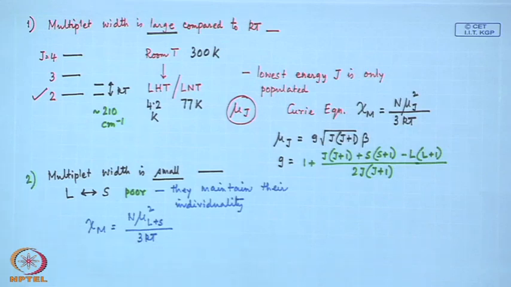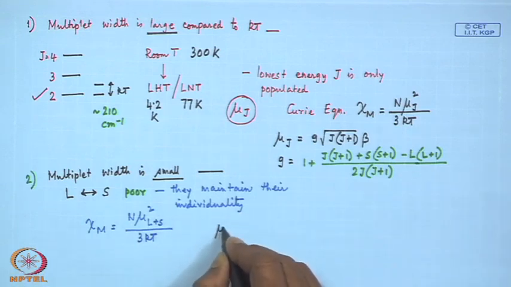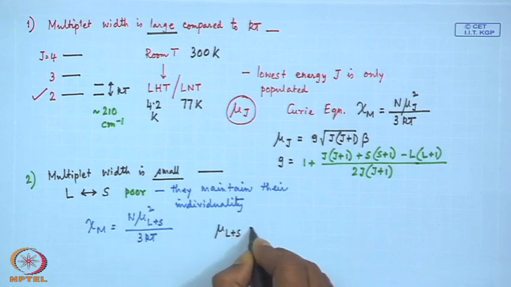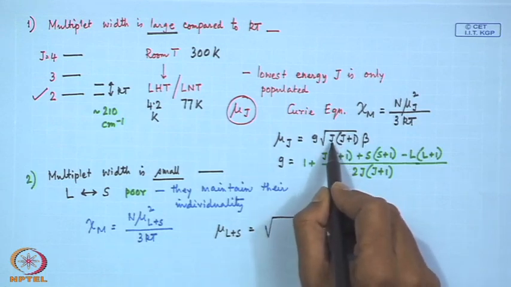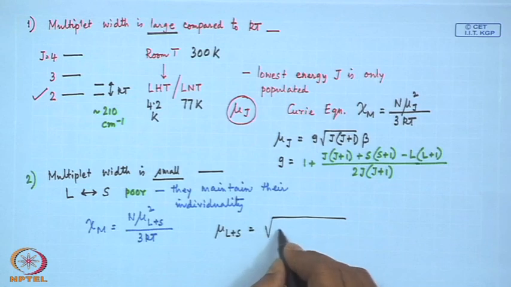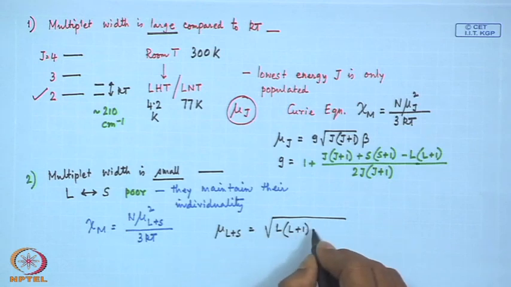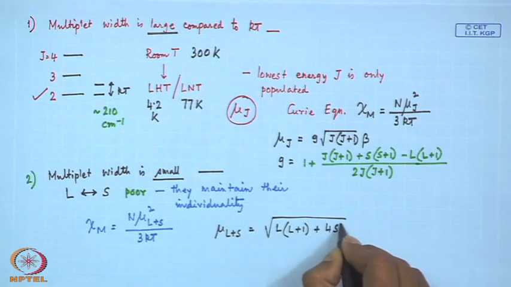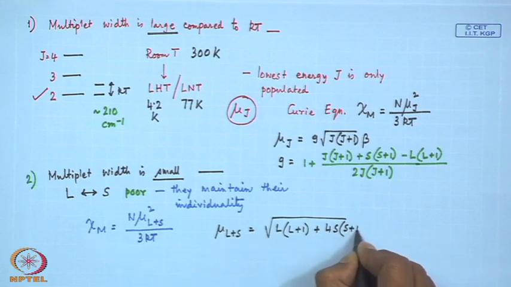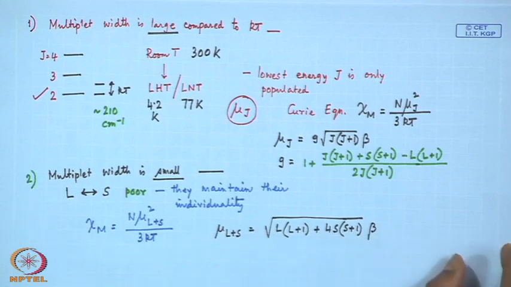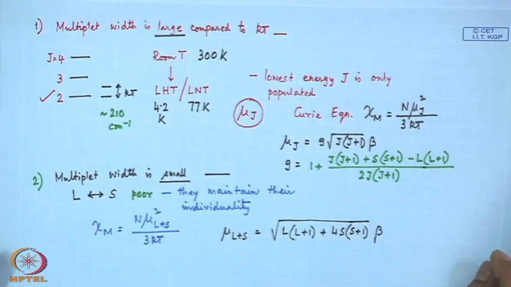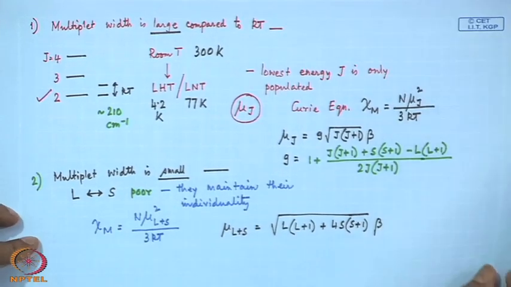So, this basically gives us the corresponding equation in the form of Curie equation. So, what we have now, mu L plus S like that of mu J, where instead of using J as the good quantum number, we can use L as the useful quantum number also, multiplied by 4s into s plus 1, what we can have for the spin only equation, into beta. So, these are the things where we can have the multiplet which is small.